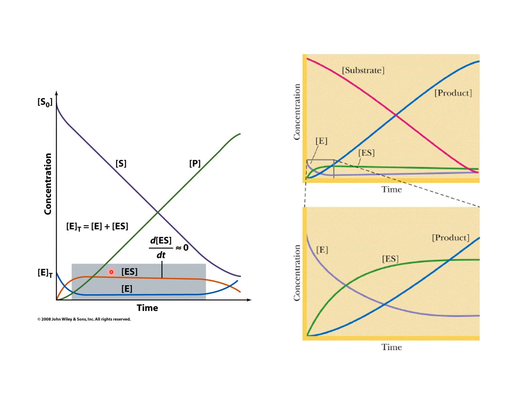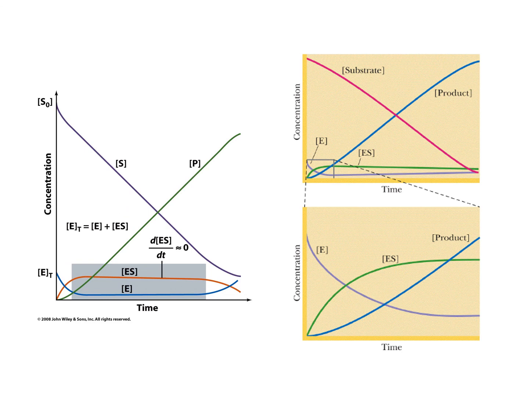And the differential of the ES complex concentration is almost zero. So again, this concentration of ES is constant at this steady state, and that's where the reaction is at Vmax, the maximum velocity or rate. But the total concentration of enzyme will be the same as the enzyme that is unbound to the substrate plus the ES complex, all the time.